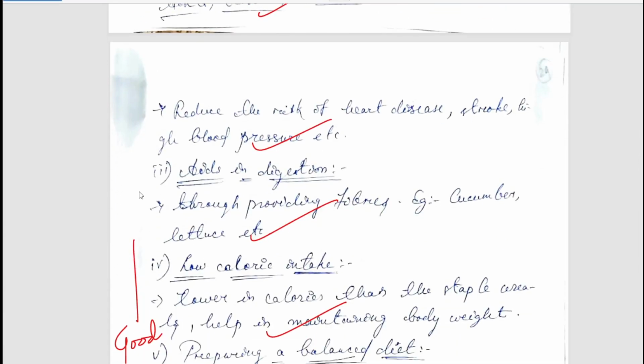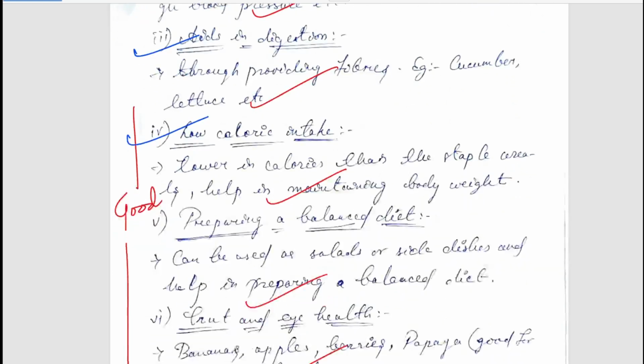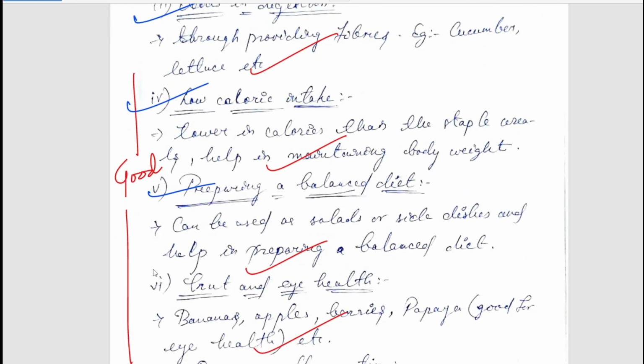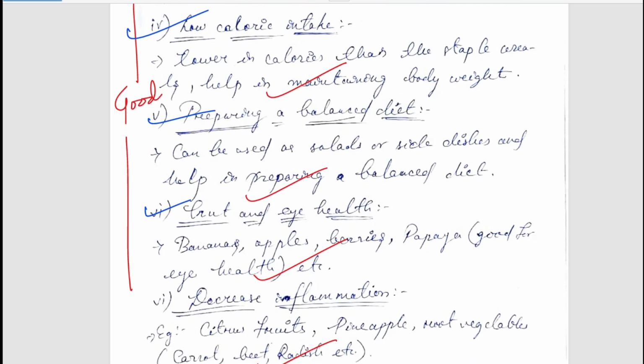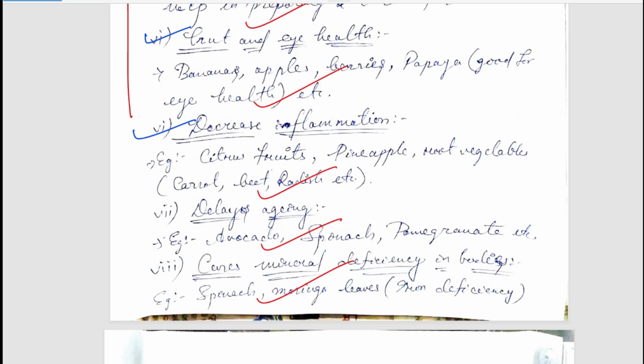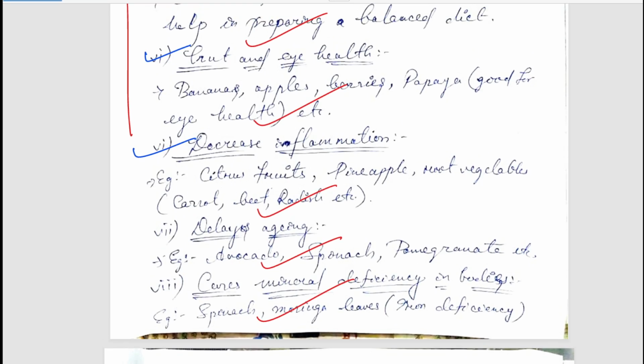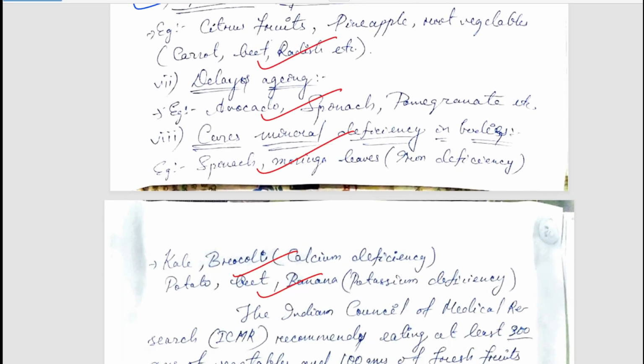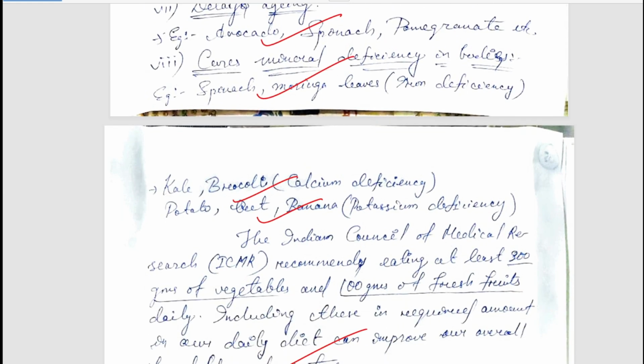It will do it. Aid in digestion, low calorie intake, preparing a balanced diet, gut and eye health. Okay, decrease inflammation. So I think well written points. You can simply pause it, and I think you all are able to write it. Fruits and vegetables are important. It is not that so much in depth you should know. If you have basic knowledge on it, you can simply write it.